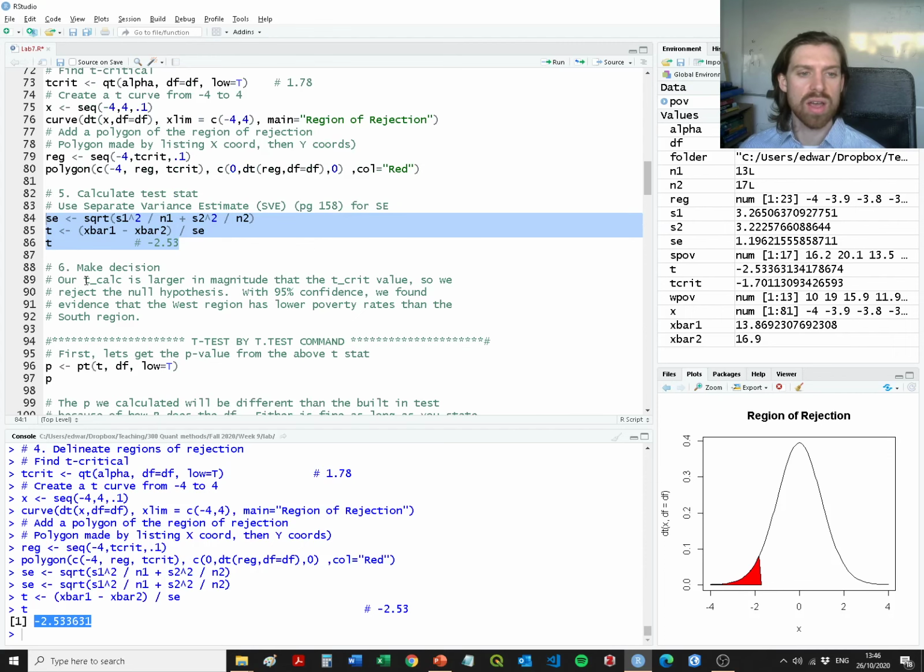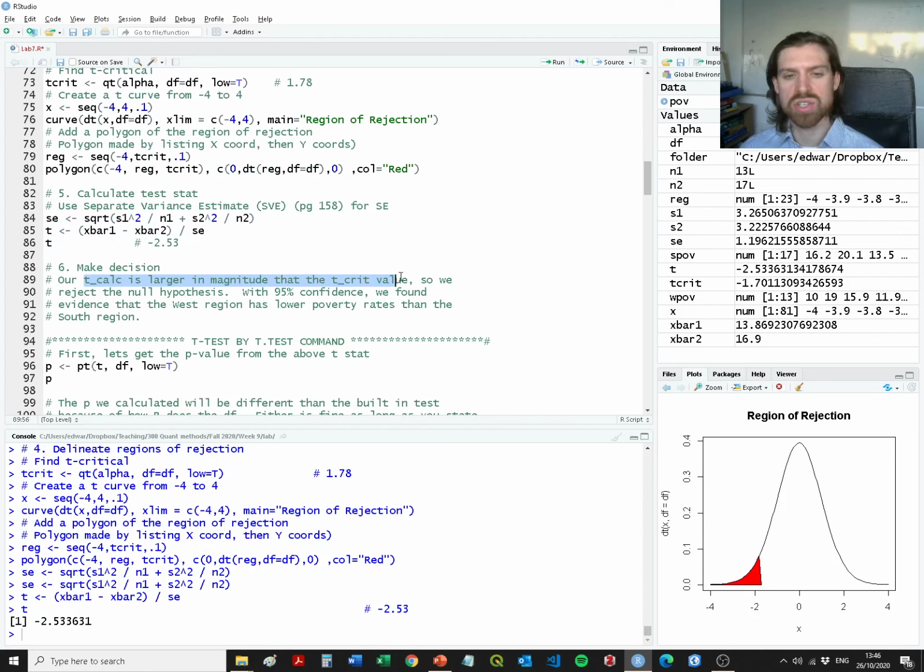So our t statistic is larger than the magnitude of the critical value. So we reject the null hypothesis at the 95% confidence level. Essentially, we found evidence that makes us believe that the West region has a lower poverty rate than the South region, given the data that we've got and the significance level that we set exogenously, which is pretty much always 95% because that's the standard approach within the literature.